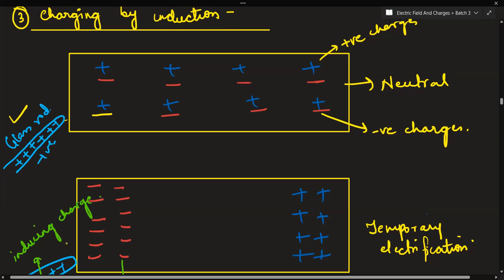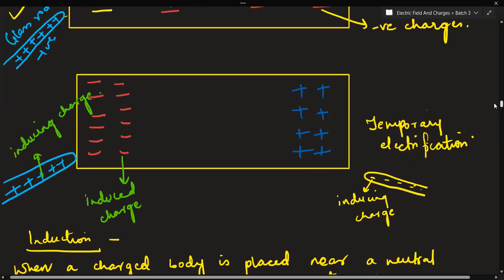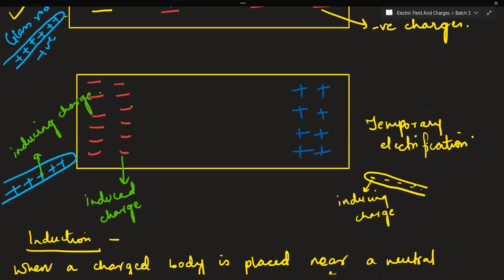Now, till the time you are holding the glass rod, this body is having negative and positive charge. So that's why we call it temporary electrification, because as soon as you remove the glass rod, both of the negative and positive charges will recombine with each other and result in the formation of a neutral body back.